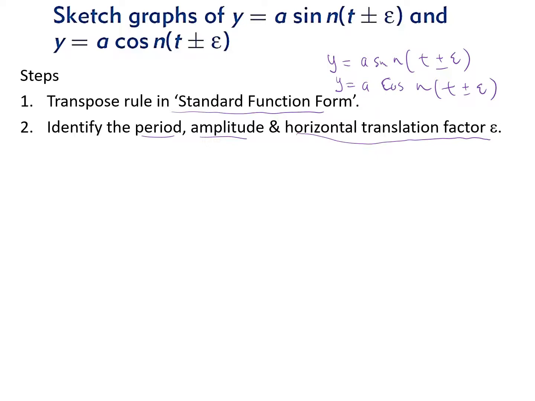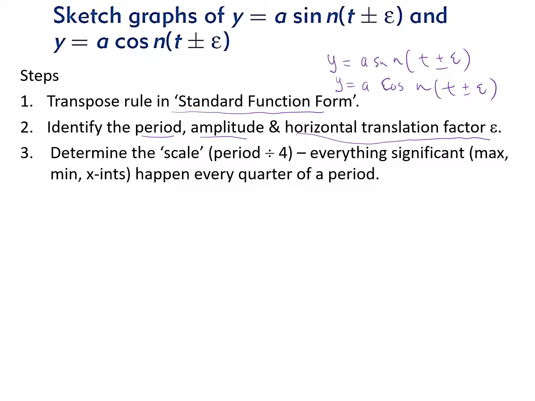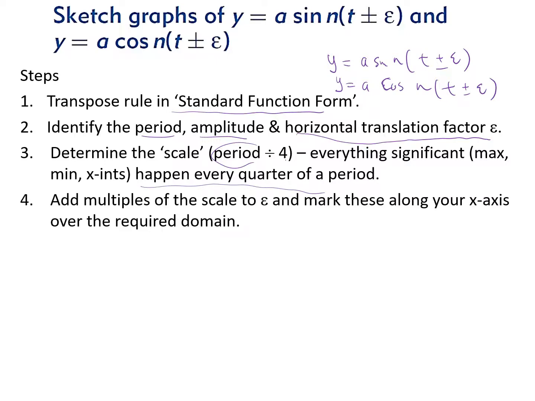Whether it's translation epsilon units to the right or epsilon units to the left. The third one is you determine the scale, which is just period divided by 4. Everything significant, max, min, x-intercept happen every quarter of a period. And then you add multiples of the scale to the epsilon. Okay, and mark this along your x-axis over the required domain.